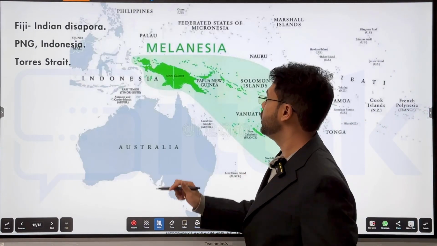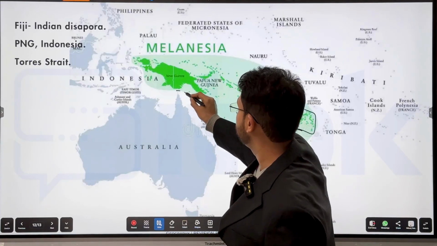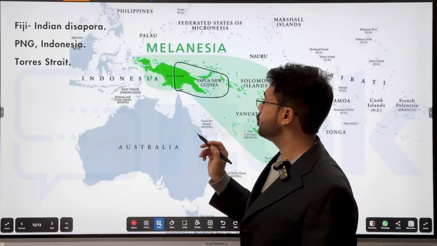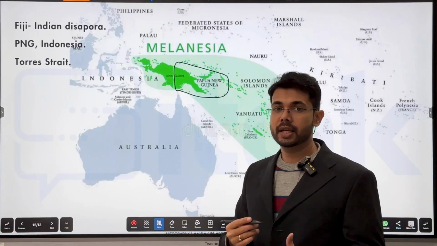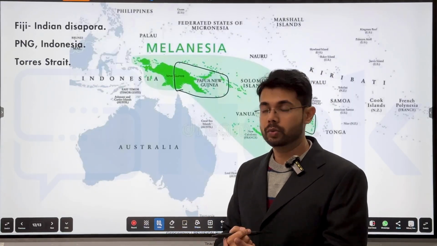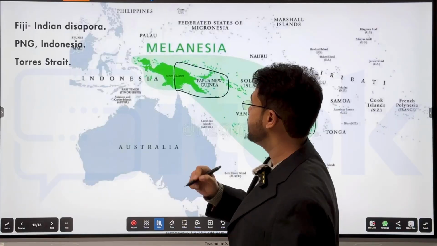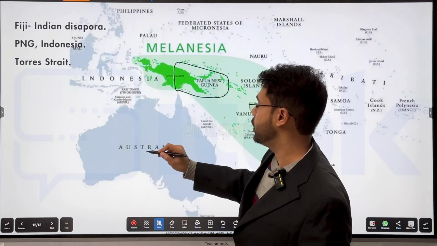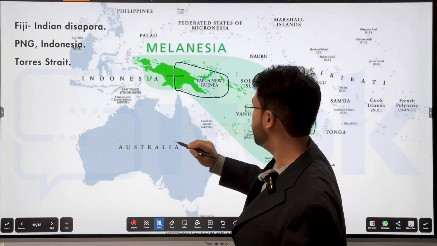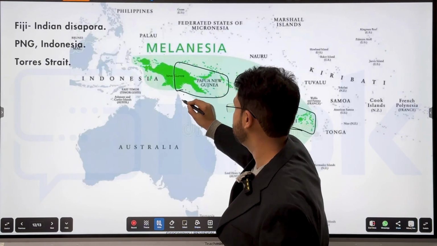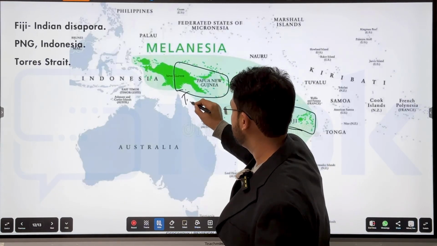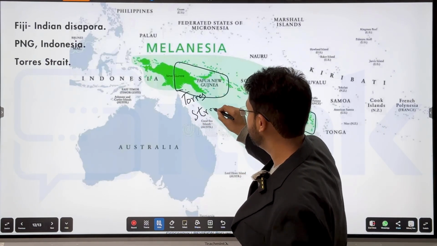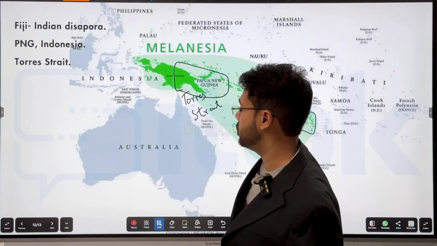PNG is Papua New Guinea, right over here. Papua New Guinea is very important because it is always in the news with Indonesia. There is some amount of tension going on between the two countries. What separates Papua New Guinea from Australia? There is the Arafura Sea, as we read earlier, but there is also the Torres Strait between the two, and a lot of illegal migration takes place through the Torres Strait.